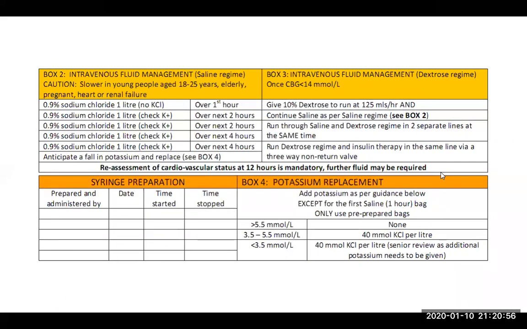I found this, I sent it to you privately on Telegram. If potassium is less than 3.3, they said to hold insulin until potassium is more than 3.3. And if potassium is more than 5.2, don't give potassium, but check serum potassium every 2 hours.